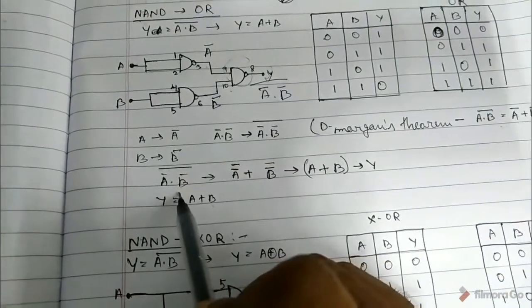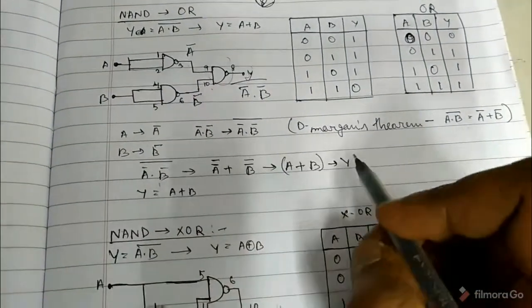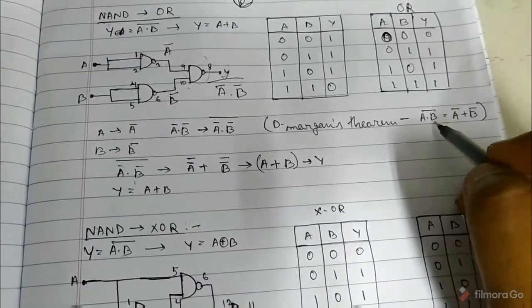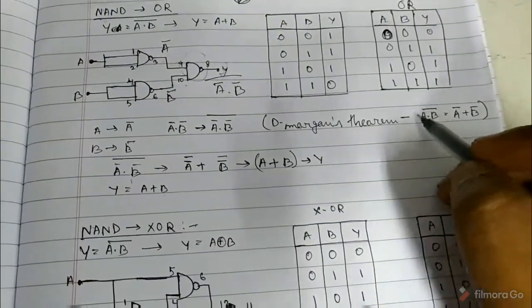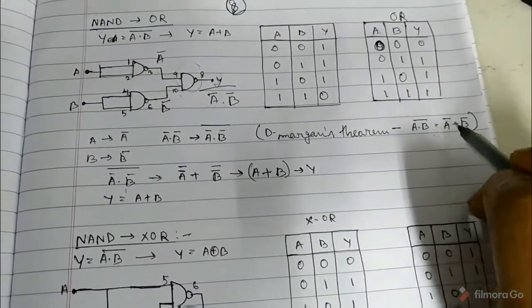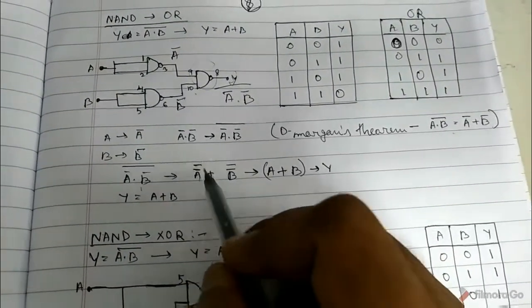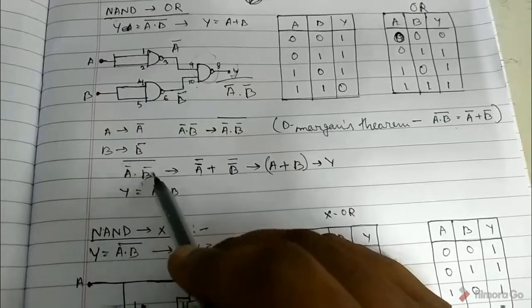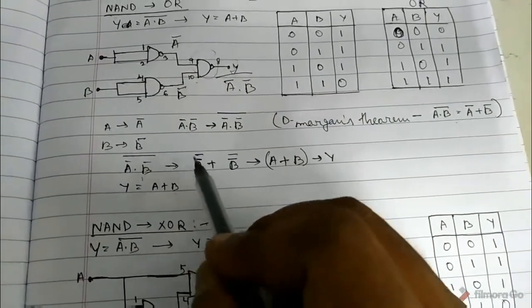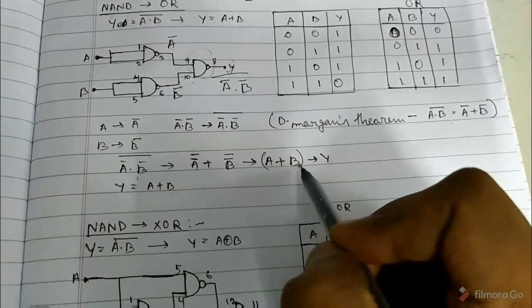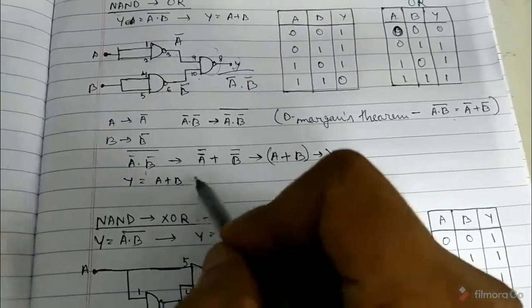Now what is De Morgan's theorem? De Morgan's theorem tells that (A dot B) bar can be written as A bar plus B bar. So I have written here A double bar plus B double bar from this equation. A double bar means A, so Y is equal to A plus B. That is the logic of the OR gate.